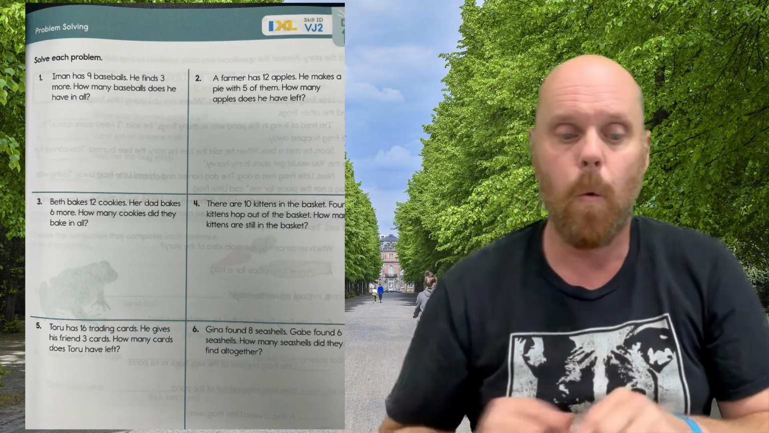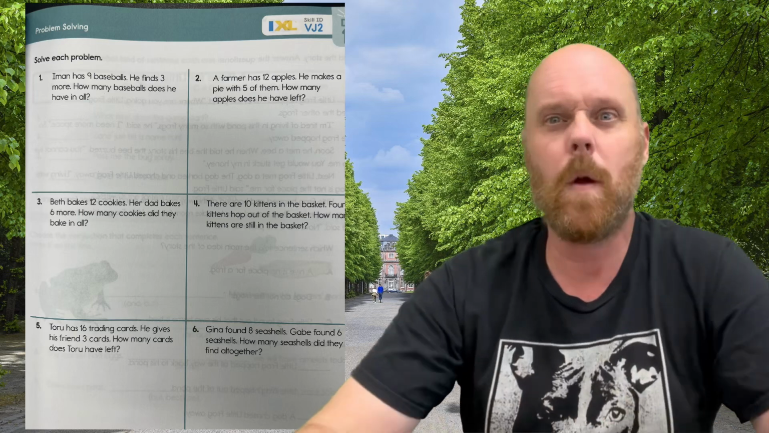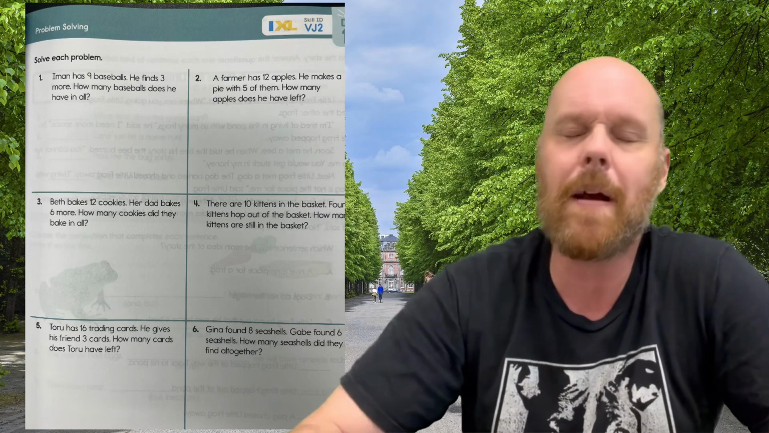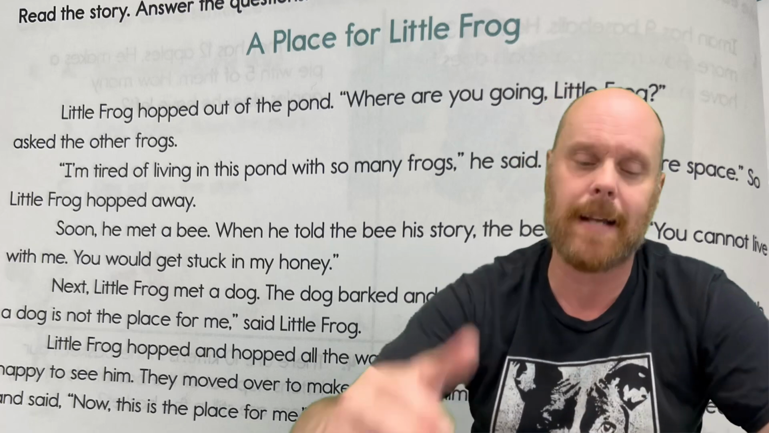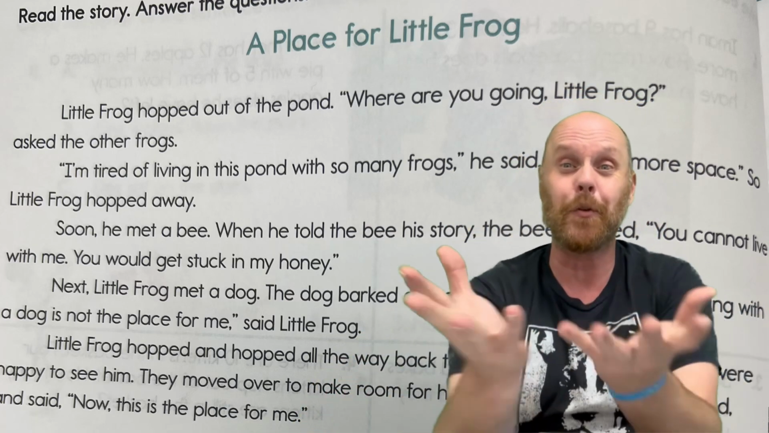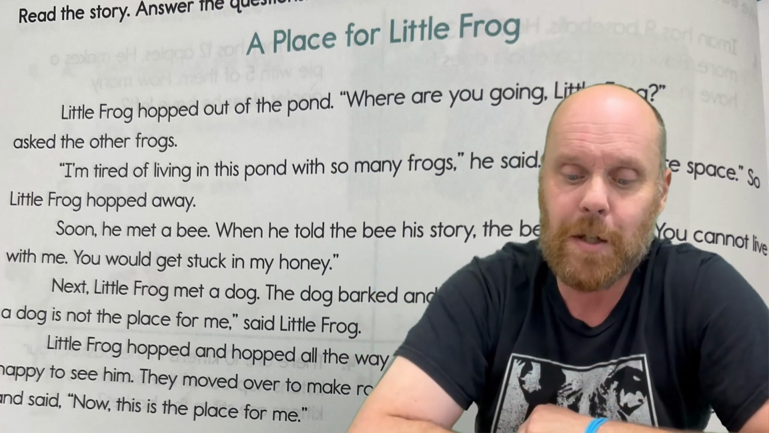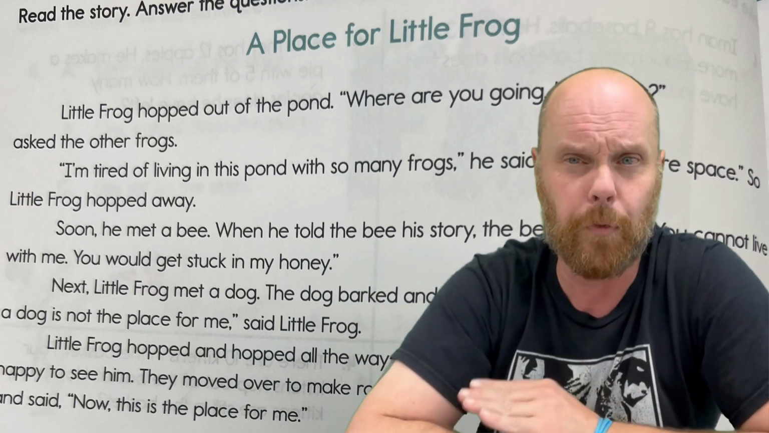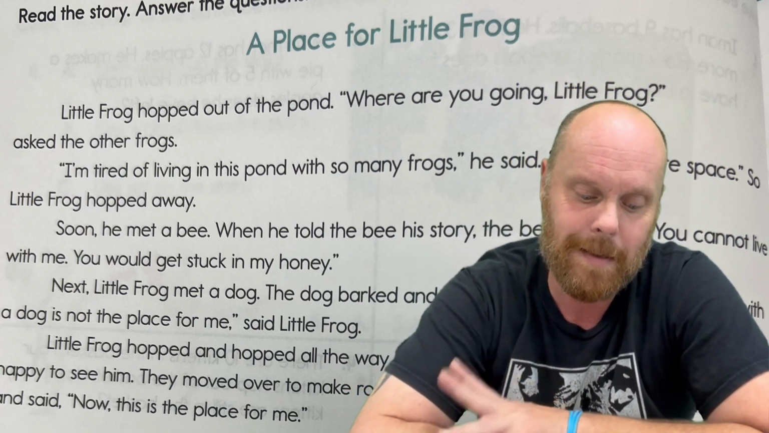Now, we're going to continue next with, well, one of my favorite things. We're going to continue on the back side of this page. We're going to stay on day 15 because I love to read with all of you. Now, this story is called A Place for Little Frog. Got a little picture of a frog right there. I love frogs. All right, there are 2 questions.